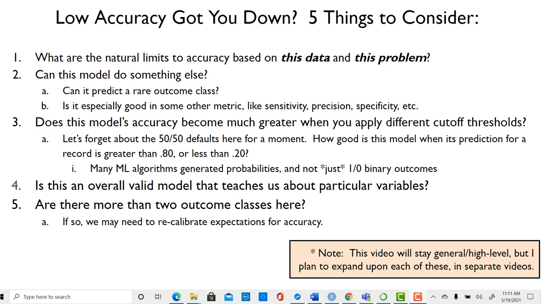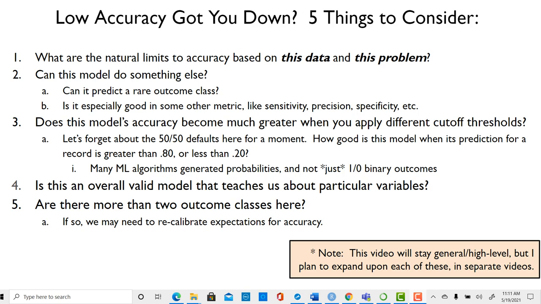They might be much happier with a model with lower accuracy but more functional use because it actually identifies that rare outcome class. So those other topics there, those are things I'd love to make separate videos on, terms like sensitivity, precision, specificity, F1 score. That's all for another day. But that is so important as well.